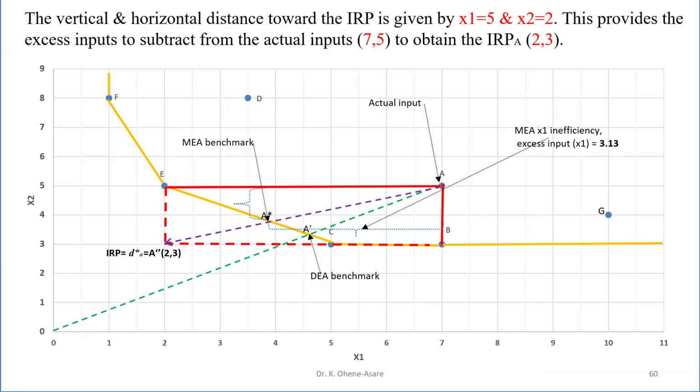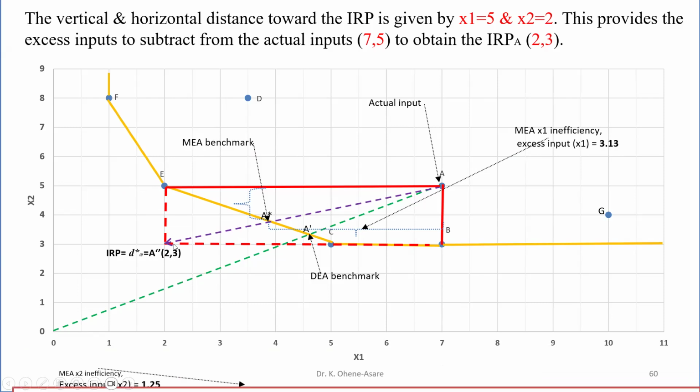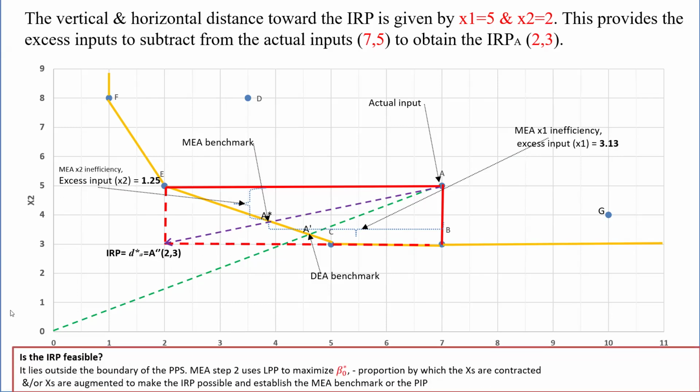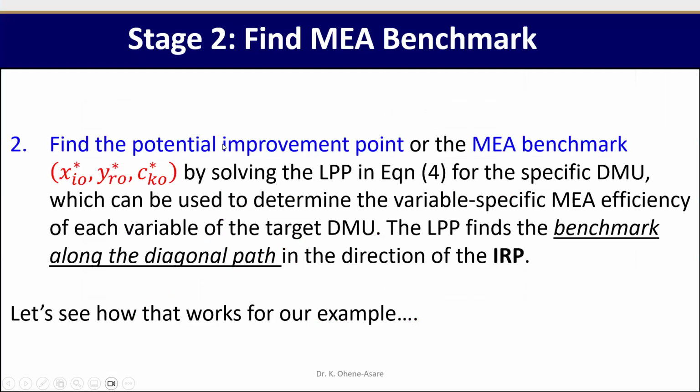Okay. So now I have a question. Is the IRP feasible? We've already answered it. And the answer is that no, it is not feasible. It lies outside the boundary of the PPS. So the step 2 will bring it back. Remember the step 2 will maximize the beta, the percentage by which the inputs are reduced. And that will make the IRP possible and establish an MEA benchmark, what is known as the potential improvement point. We are going to do that now. So that is the second stage.